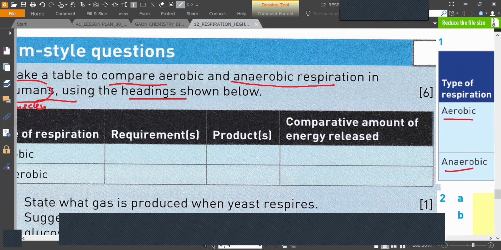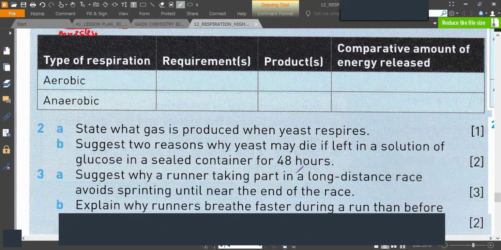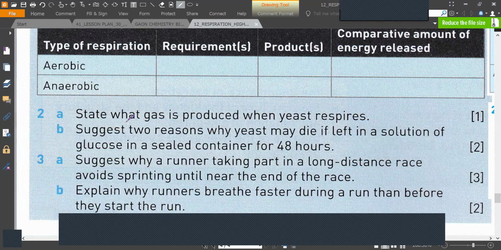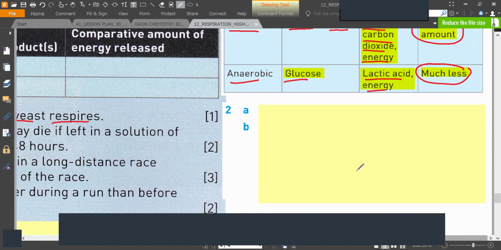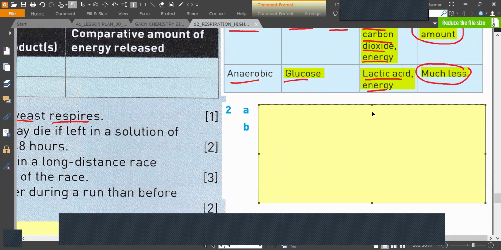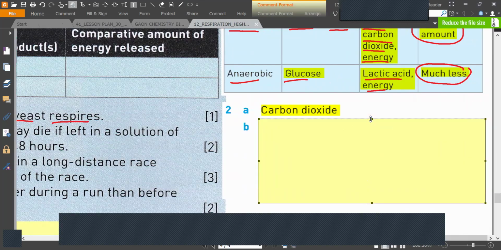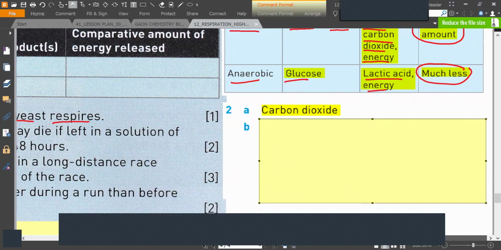Next, question 2. What gas is produced when yeast respires? What kind of gas is produced in yeast respiration? We know that yeast respiration will produce ethanol and carbon dioxide. So carbon dioxide is produced.